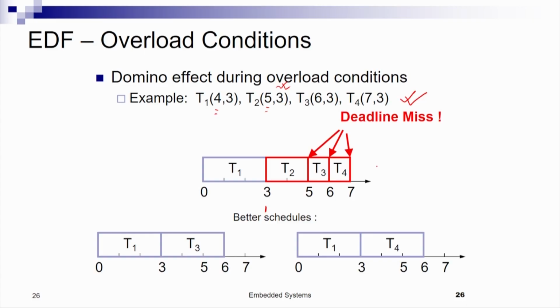Now, in this situation where everybody misses deadlines, we possibly can have better schedules. For example, we just remove, say, T2 and T3 from the system and execute only T1 and T2, or T1 and T3, then both are able to meet their deadlines, or we can execute T1 and T4.